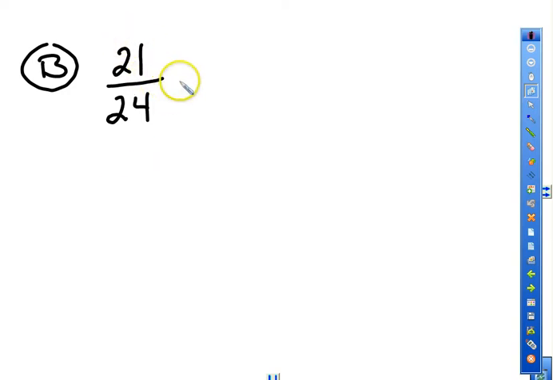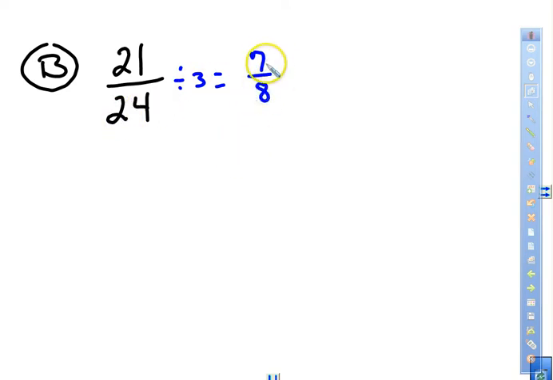So we look at this, and again, we're going to try 3. You can start low. They're both not even numbers. We can try a 3. 3 goes into 21. It does go into 24. So 21 divided by 3 is 7. And 24 divided by 3 is 8. And 7 is prime. Therefore, if 7 doesn't go into 8 equally, and it does not, then we have found our answer to be in simplest form. So 3 was the only factor we could have used.